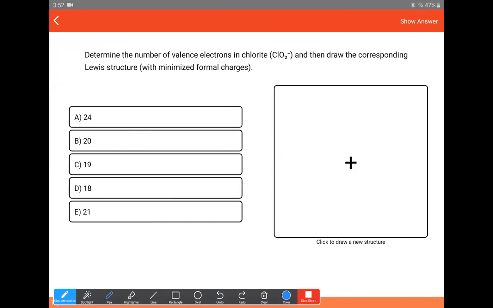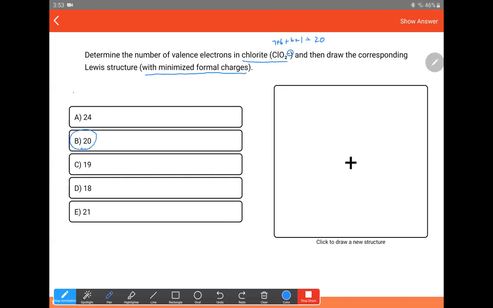All right, let's look at chlorite, which is a polyatomic. Determine the number of valence electrons and then draw the Lewis structure with minimized formal charges. So first I'm going to start with chlorine, which has 7. Oxygen has 6. There's 2 of them. And then I'm going to add the extra 1. So that gives me 8 plus 12, 20. 20 valence electrons. So there's that.